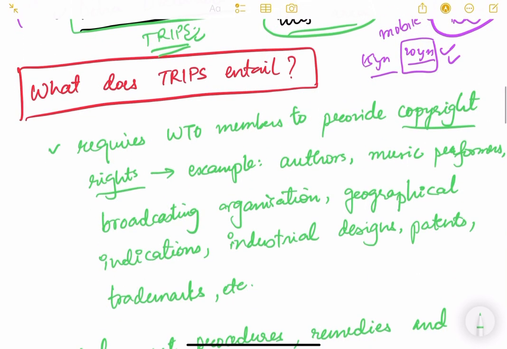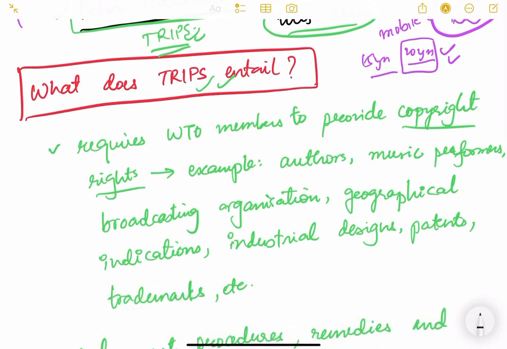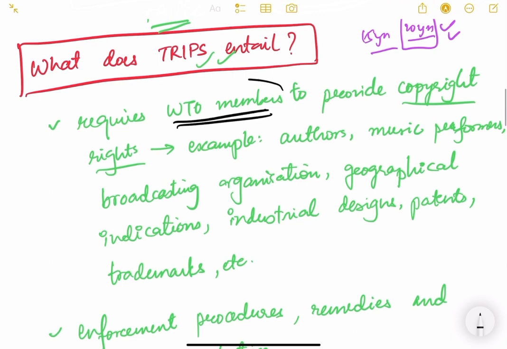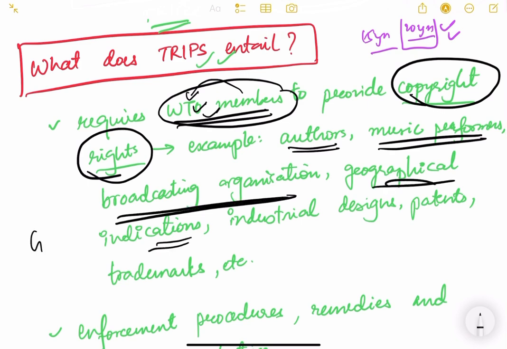So now let us see what TRIPS entails. Okay, so TRIPS actually kya hai, what is there in the TRIPS, we'll now see that. So it requires the WTO members, meaning countries which are signatory to the WTO agreement, to provide copyright rights. Okay, copyright rights meaning intellectual property rights, basically. Protection to the authors, meaning who are writing novels, books, etc. To the music performers, broadcasting organizations, geographical indications, GI, right?